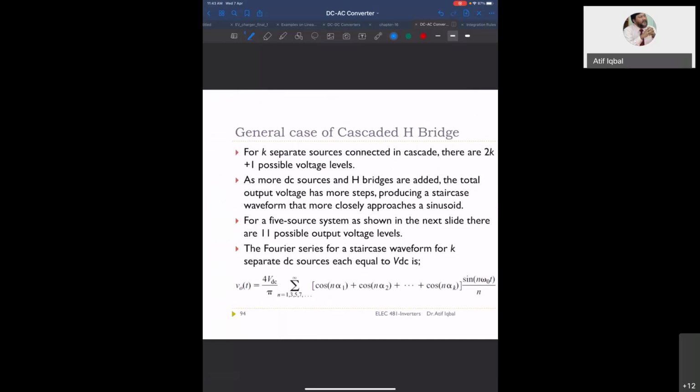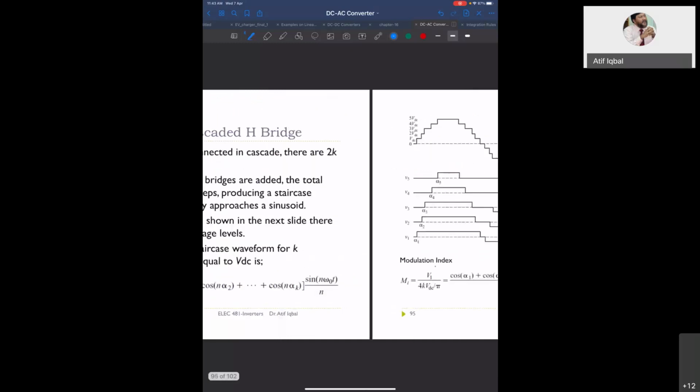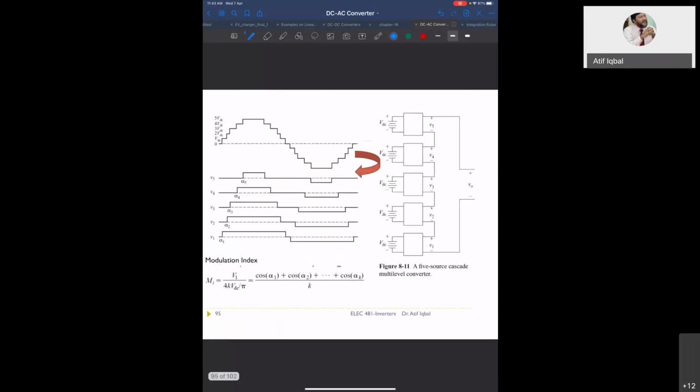Now let us see the general case of the cascaded H-bridge. So what is the general case? You see here, for example, if you have module 1, module 2, module 3, module 4, module 5, what will be the number of levels that we will obtain here? And these are the different voltages. So you see here, this is V1, we switch at alpha 1. This is V2, this is V3, this is V4, this is V5. And now when you superimpose them, you get this as your output.